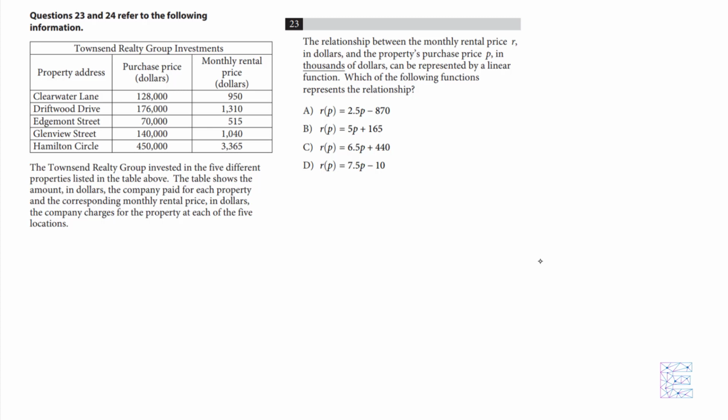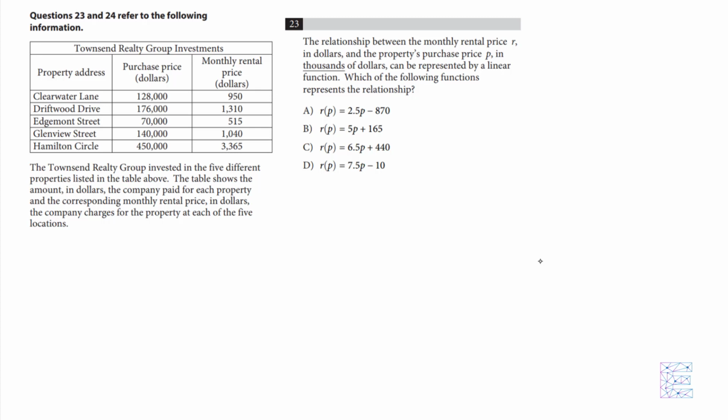The Townsend Realty Group invested in the 5 different properties listed in the table above. The table shows the amount in dollars the company paid for each property and the corresponding monthly rental price in dollars the company charges for the property at each of those 5 locations.